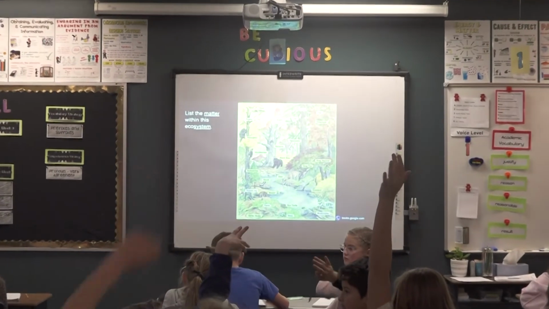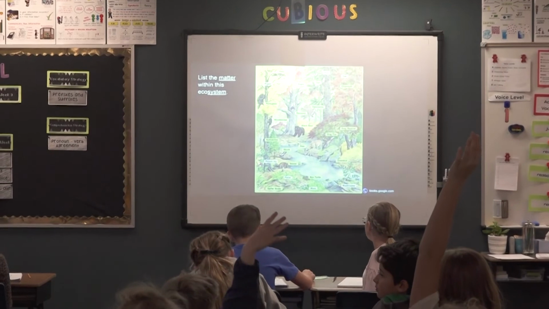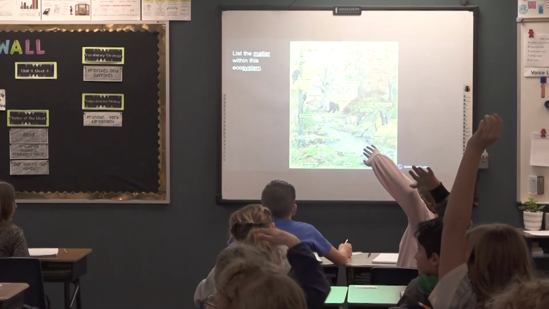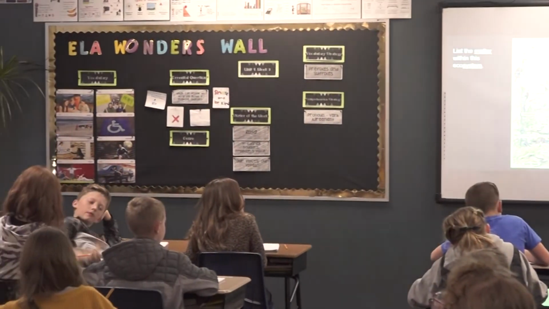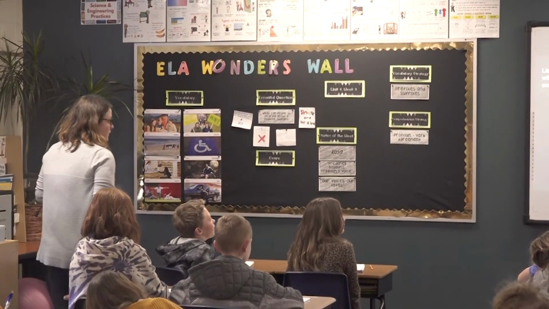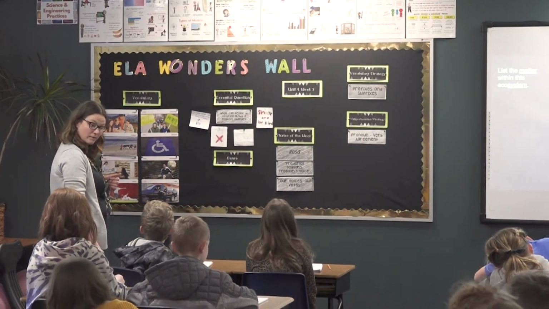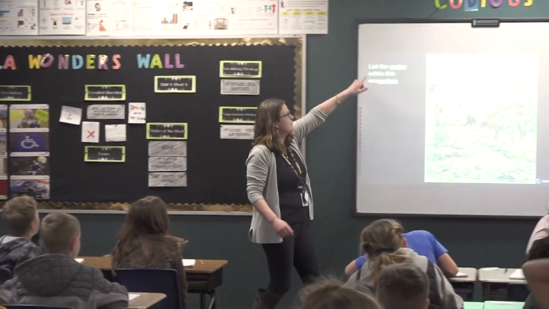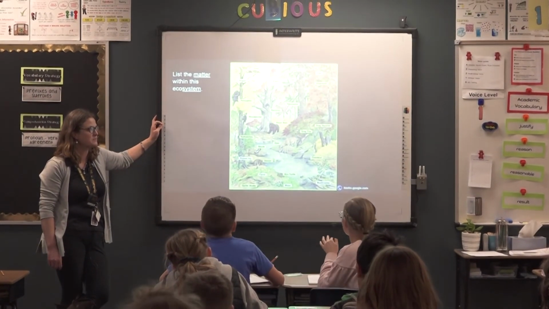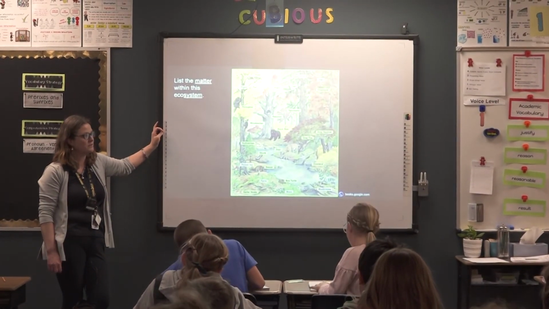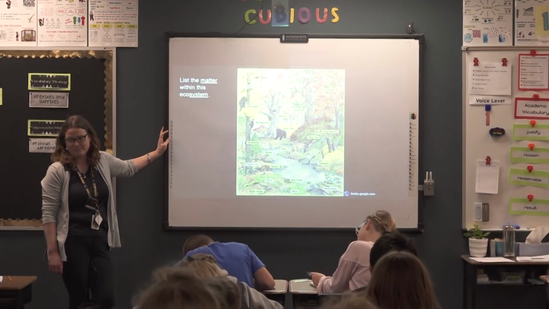Royce, what evidence? Okay, trees, river, streams. Okay, so maybe forest animals. Leah, what else? There's a deer and a bear, and it's very colorful, and there's no sand. Okay, good. All right, excellent. Thank you, everybody. Okay, list the matter within the ecosystems. You have 1 minute, 20 seconds to list as much matter as you can in that. Ready, go.